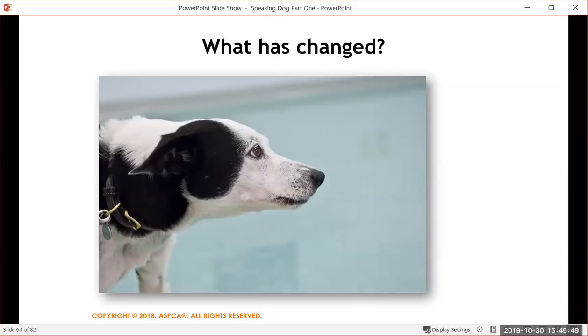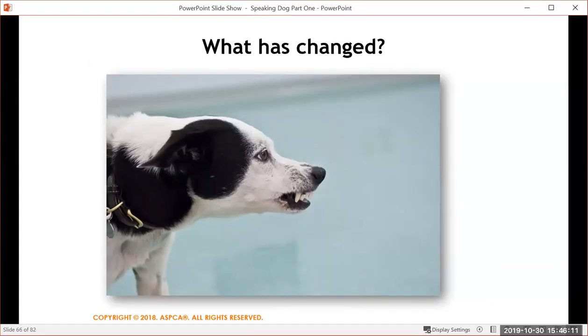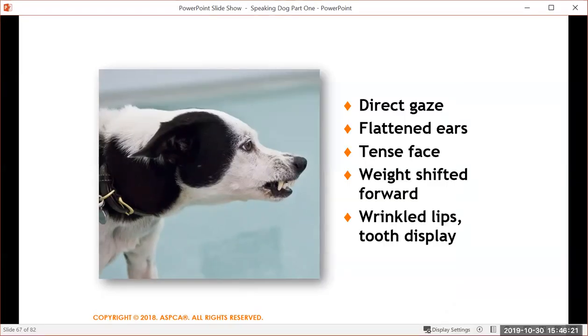What has changed? Well, certainly the commissure has moved a little bit forward, so it looks even more pursed, and the head has lowered even more. So she's escalating. And now what has changed? It's a little more clear, not subtle at all now. Her weight has shifted forward more, her face has become more tense, and now she's showing wrinkled lips and a tooth display.